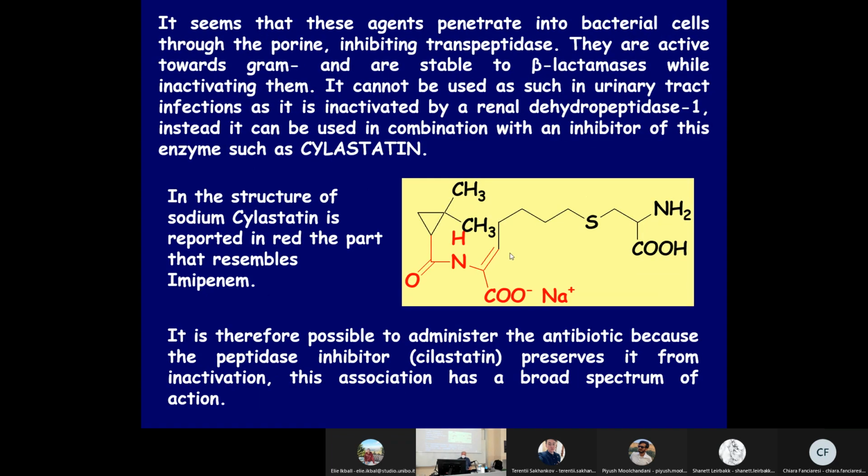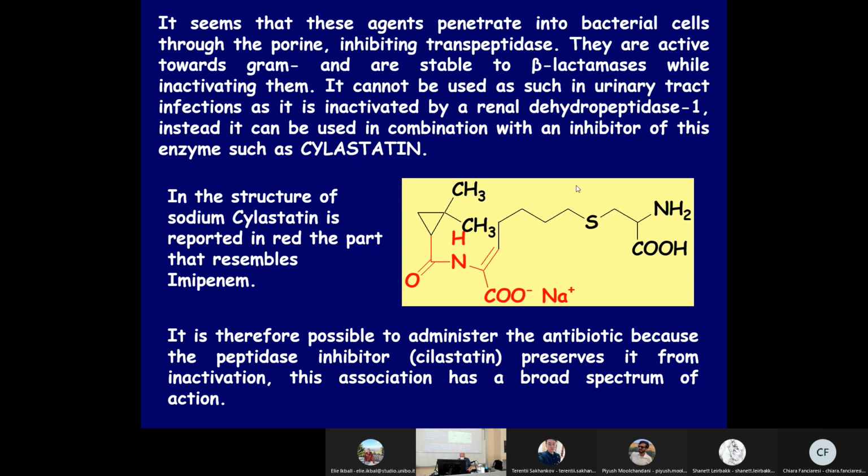To avoid this problem, this imipenem is associated with a cilastatin. Cilastatin is an inhibitor of this type of proteases. So we have an association of two different compounds. Imipenem is able to attack the bacteria. It is an antibiotic, and it is now resistant to the activity of proteases because it is present with an inhibitor of this type of proteases called cilastatin.